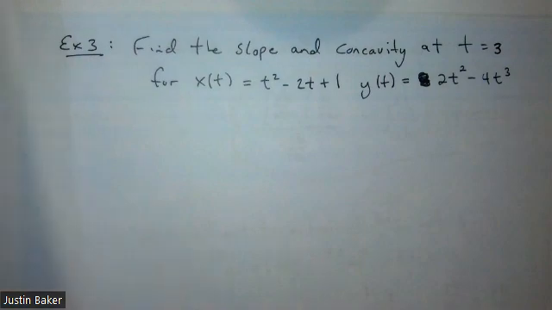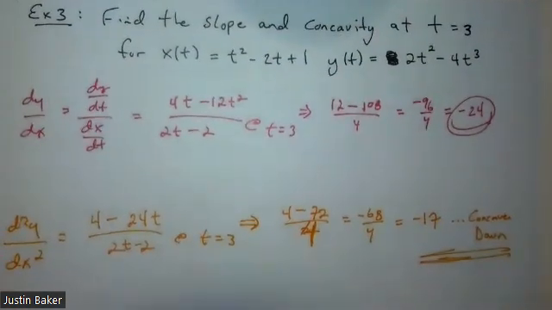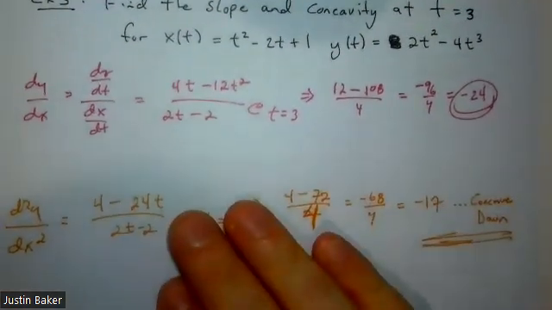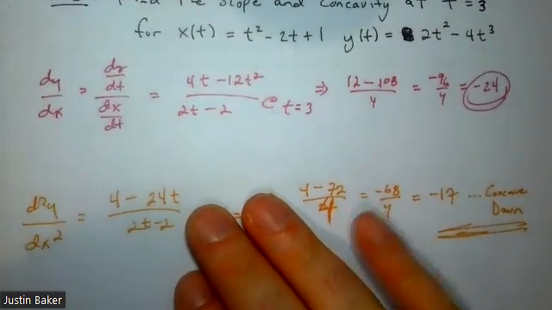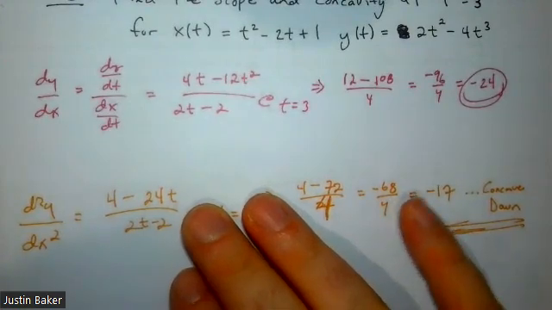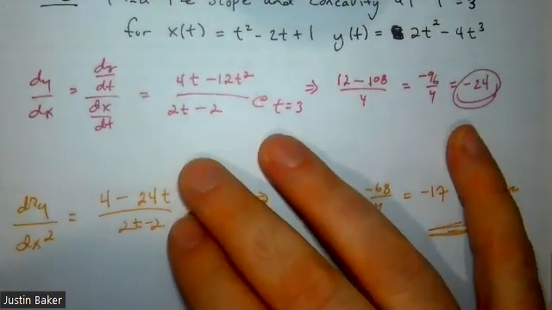Okay, so did we get -24 and -17 for our answers? Okay, I see some heads nodding out there. So concave down because it was a negative, and then -24 on the slope.